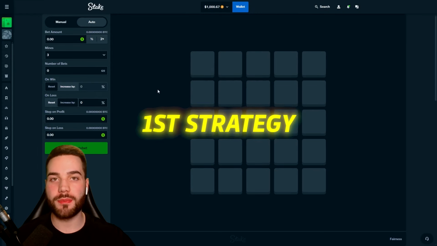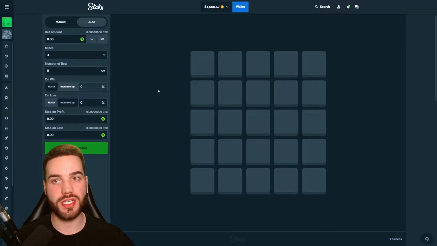So the first strategy I'm going to be showing you guys is the Mines strategy. Again, I did test these all out. These all actually do work. This is no joke. You guys are about to see it live in action. First strategy is five mines. You're going to click three corners, whatever three corners you want. I'm going to click these ones.